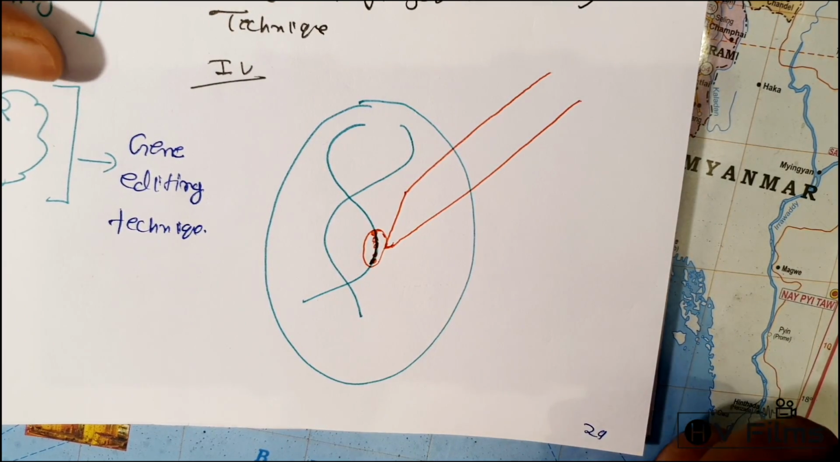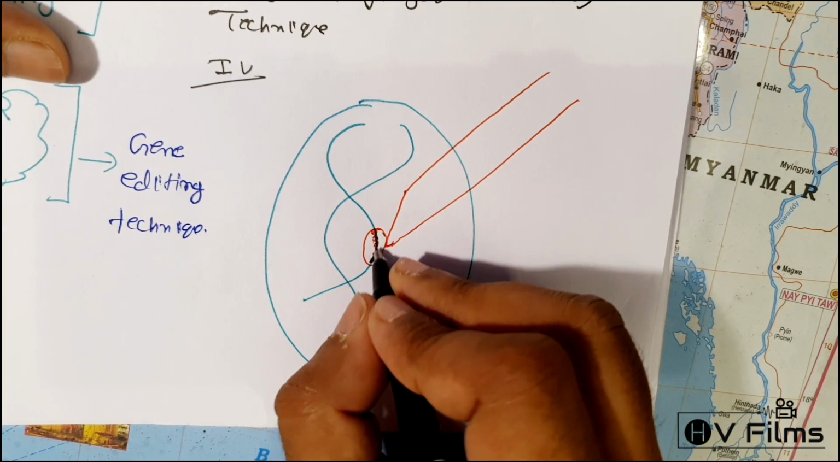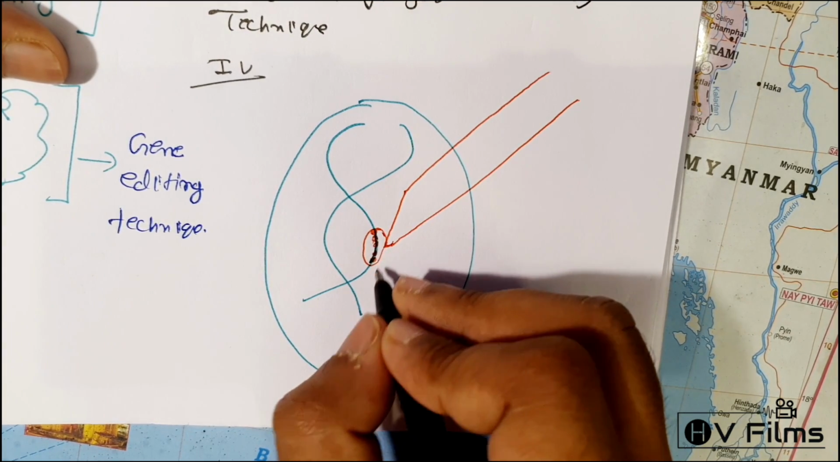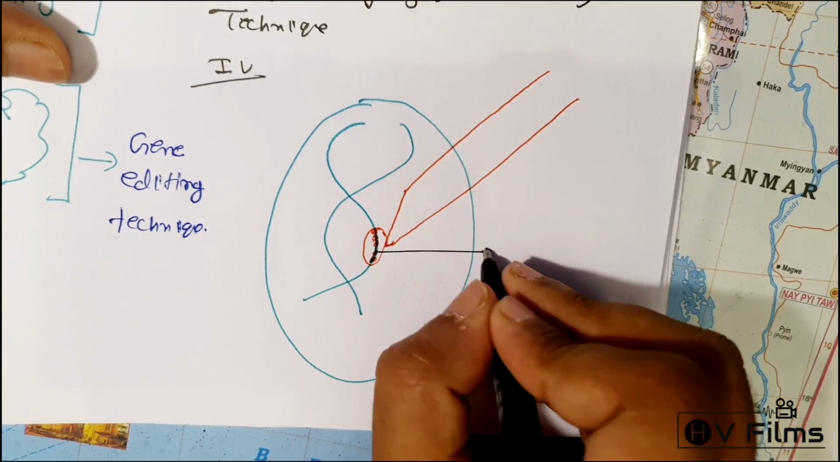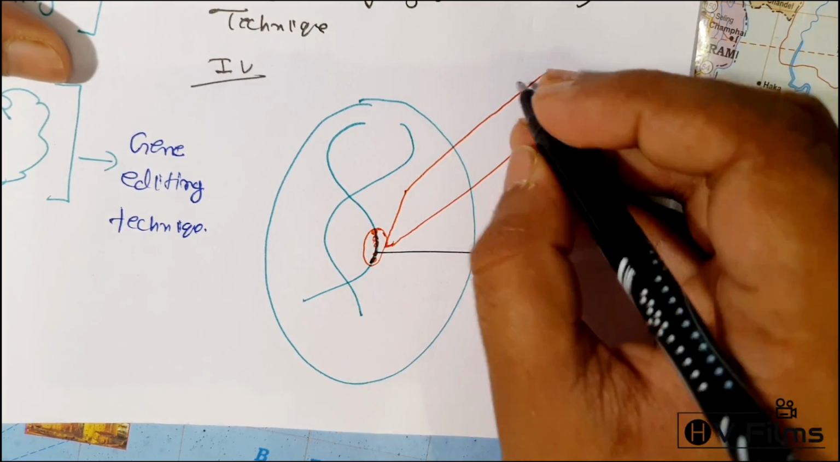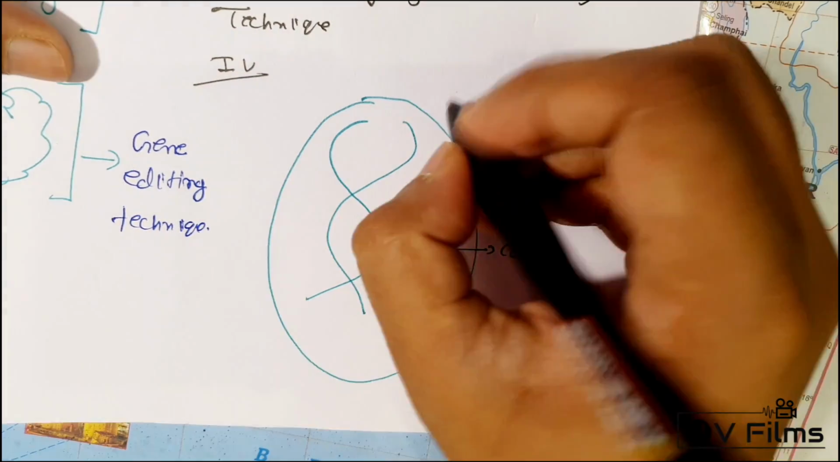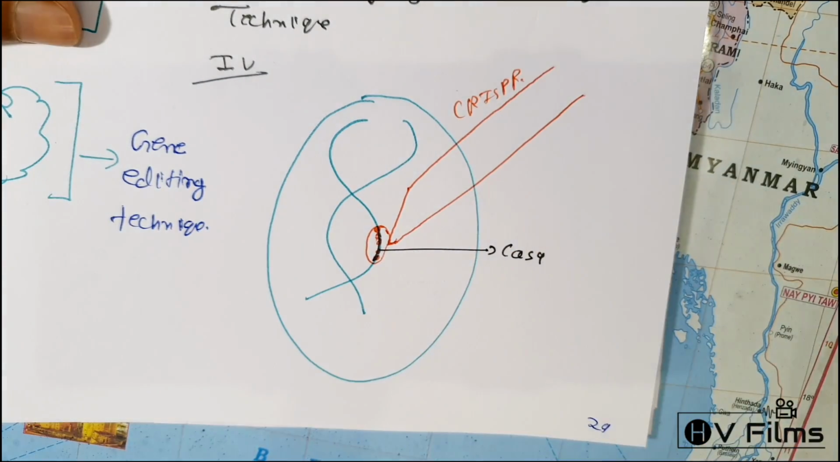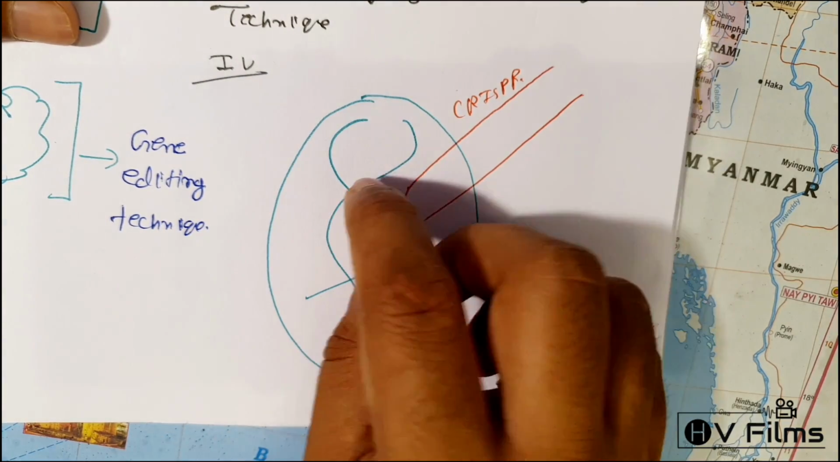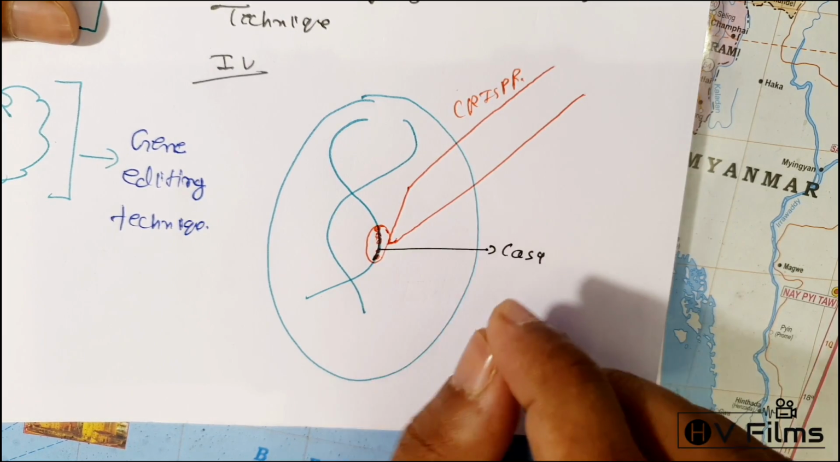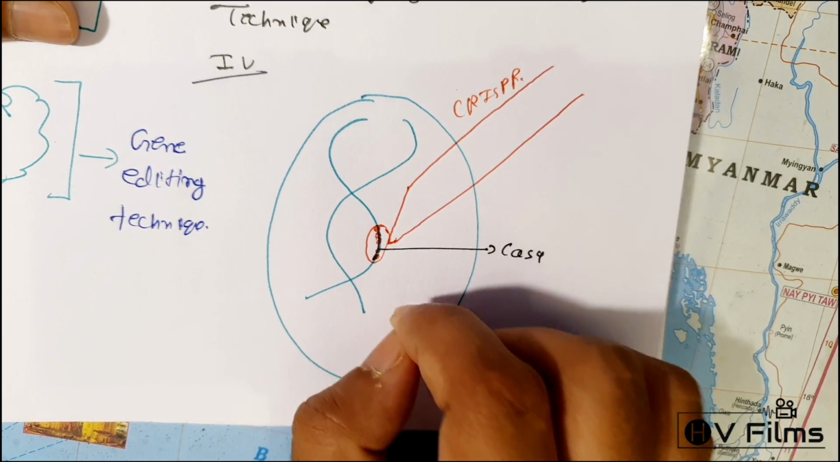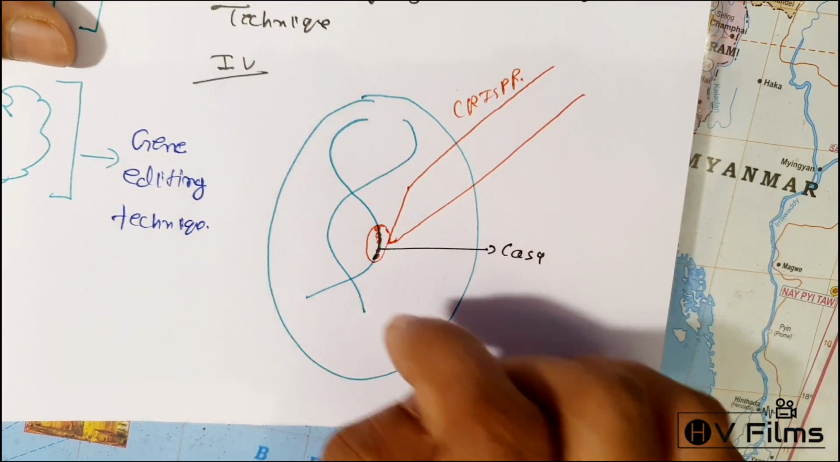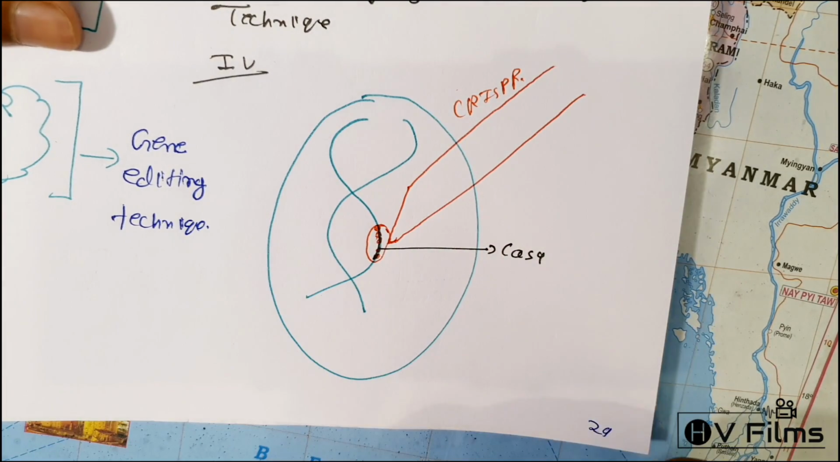Now, what I'm adding is an enzyme, and this is called the Cas9 enzyme. This is Cas9, and this is the CRISPR. This whole procedure of removing a particular faulty strand of the DNA and replacing it with a new one, so that it can function properly again, is called CRISPR Cas9.